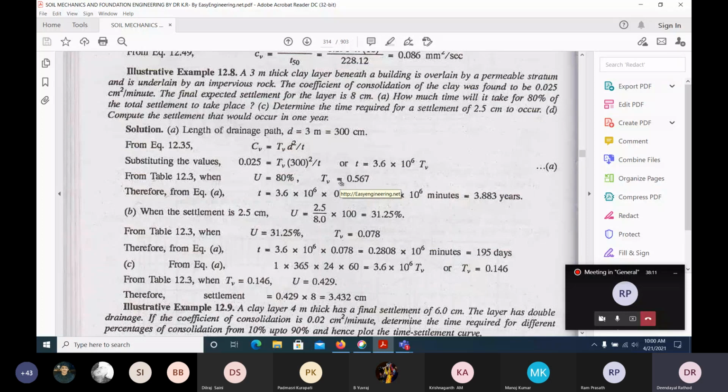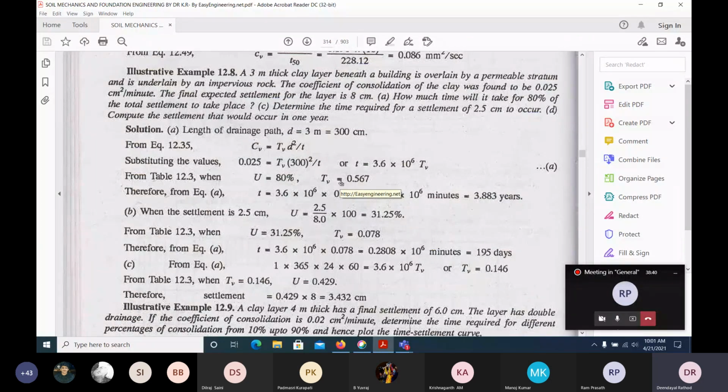Here, the length of the drainage path is how much? 3 meter, because one side is impervious, the rock is there. If both sides were pervious, then the drainage path would have been half of that. Understand? 1.5. If you recall, I explained 2D, H by 2, the middle. So here the drainage path would be D equal to 3 meter. That means the total thickness can be written as 300 centimeter.